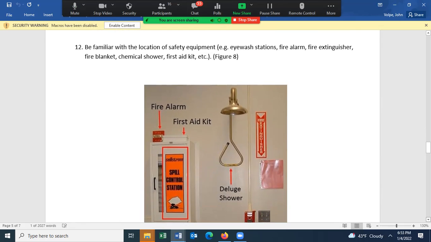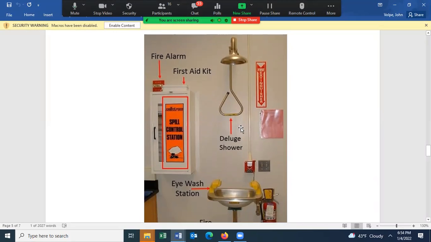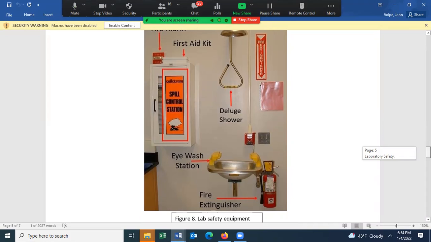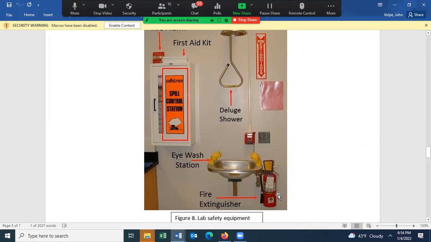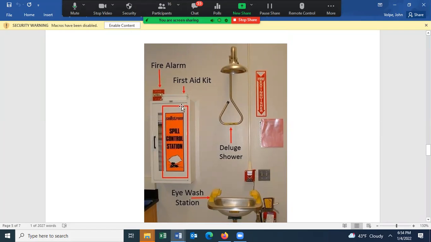You should be familiar with this laboratory safety equipment. A shower in case you were to spill something caustic all over you. I've never had a student needing to do that. Eye wash station. We have a fire extinguisher and a fire blanket. The fire blanket's not shown. Most of these things are kept in the same place. That looks like the spill control station. Oh, a fire alarm in case there's a fire.